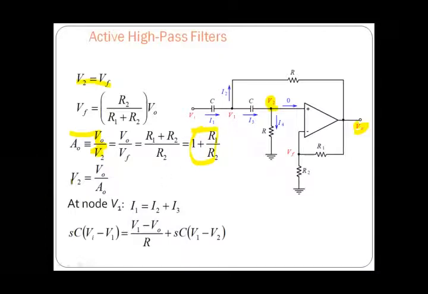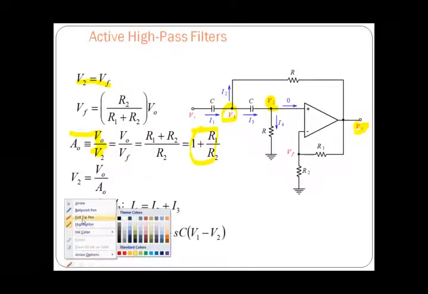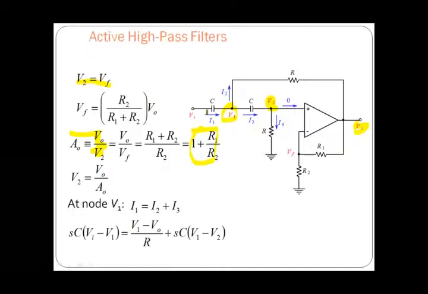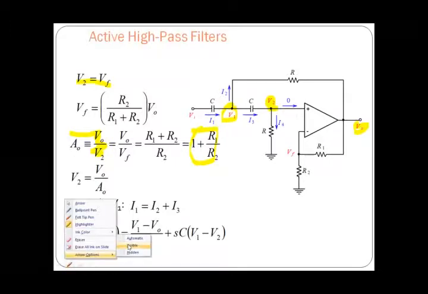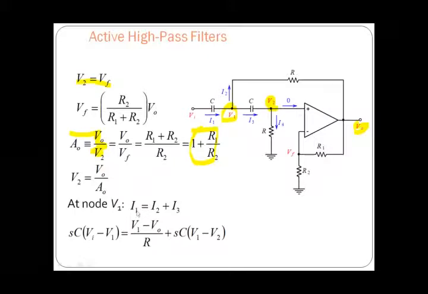Now, if we consider this equation, we can write V2 is equal to V naught divided by A naught. So now at node V1, the current entering is I1, and I1 is equal to I2 plus I3.